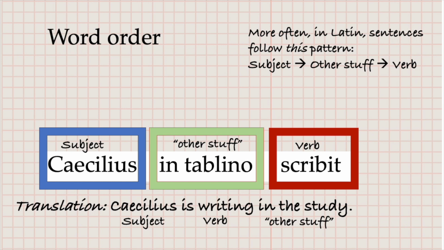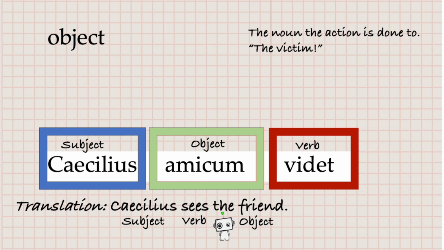Now here's another sentence. Caecilius is writing in the study. Notice the word order. This is the most frequent, most usual form of Latin sentence where we've got the subject at the start, the verb at the end, and then the other stuff goes in the middle. You can imagine it like a sandwich where the important bits that hold it together, the subject and the verb, are at the start and the end, and then we've got the extra filling in the middle, telling us a bit more information. The new thing in this lesson is one potential sort of other stuff.